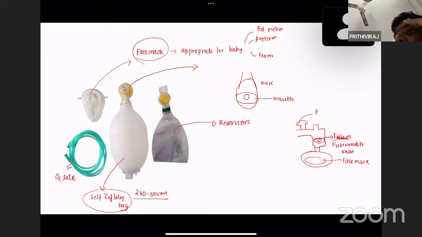Then we have a pop-up valve. This pop-up valve is mainly for pressure. Normally the pressure should not go beyond 40. If it goes beyond 40, the child will have barotrauma. In order to prevent it, this pop-up valve acts as a safety valve. So these are the things which you will see in a mask.